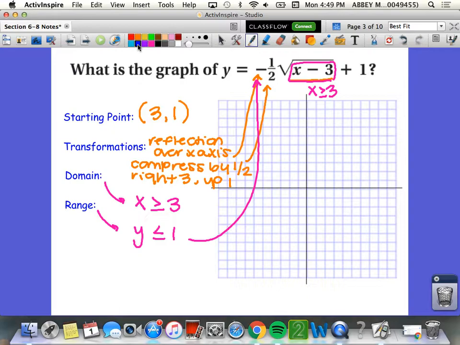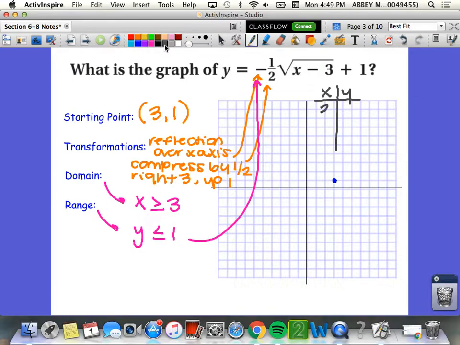So now I'm going to start graphing. I'm going to always start with my H, K. So that would be 3, 1. And now I want to ask you all, I need to pick some nice numbers to plug in for X in order for this graph to work. So let's think about that. What are some nice numbers that I could plug in for X in order for this to work out nicely?